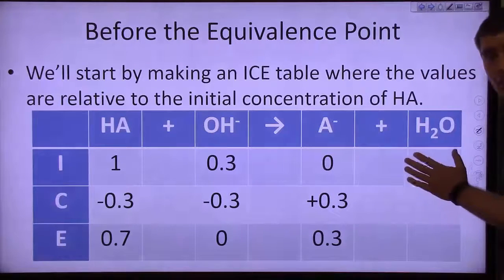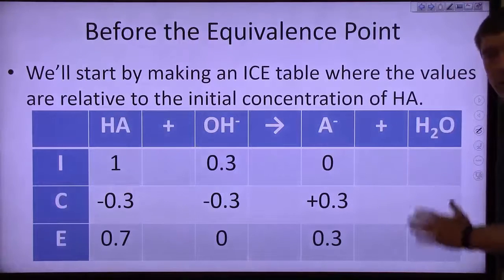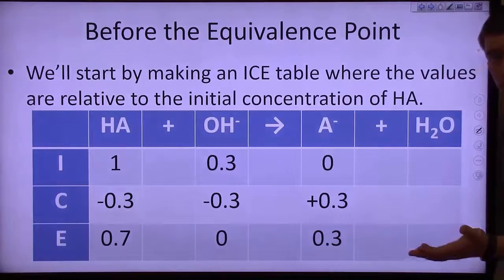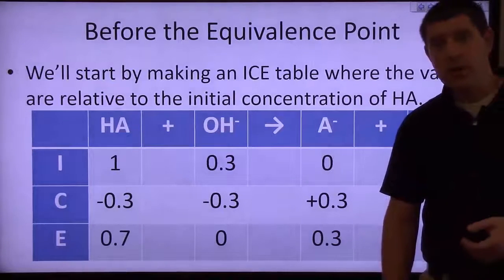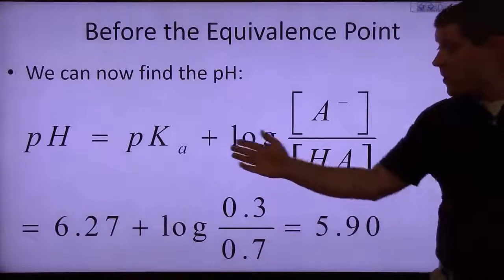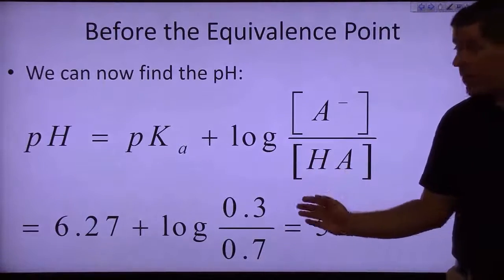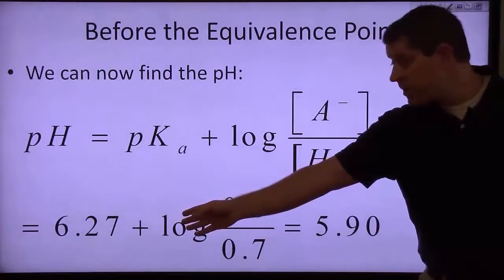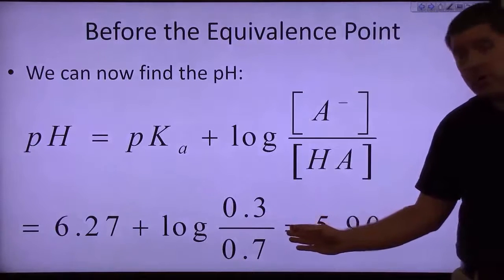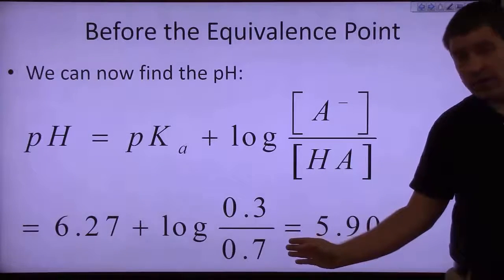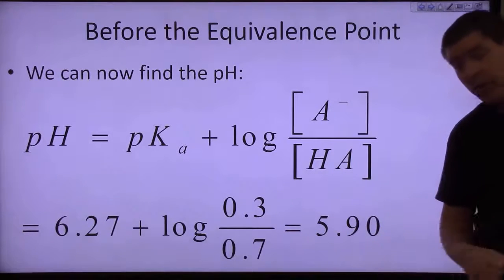And then our last term here, the product of water, we can ignore that because we know we have lots of water around, so the concentration of water is essentially unchanged. And this means that we can now find the pH. We have the Henderson-Hasselbalch equation here. We can plug in our pKa of 6.27, and we can plug in our ratio of 0.3 to 0.7, which gives us then a pH of 5.90.